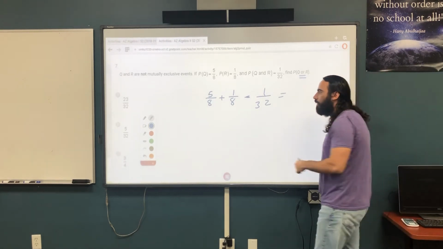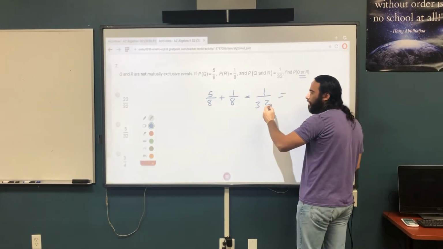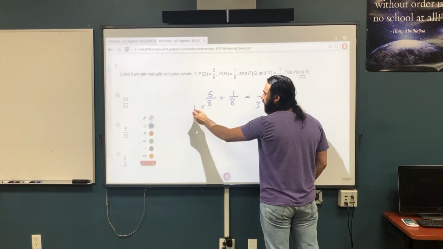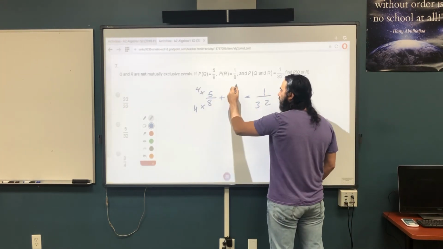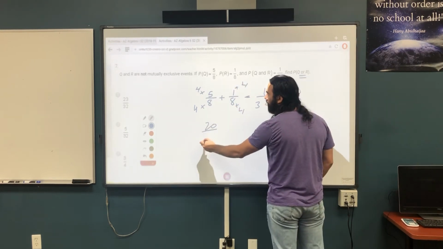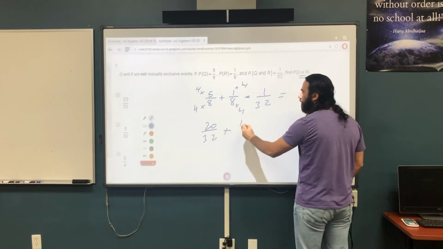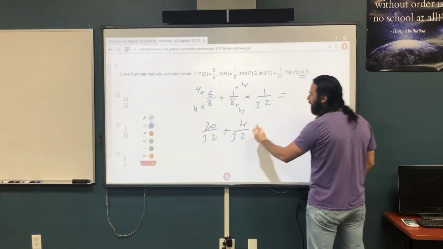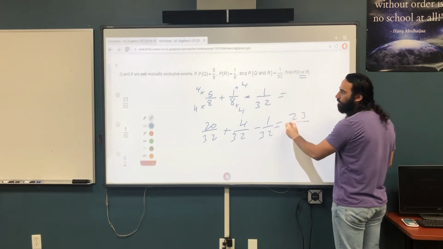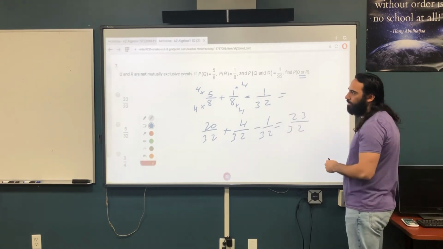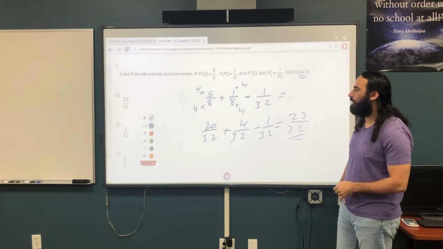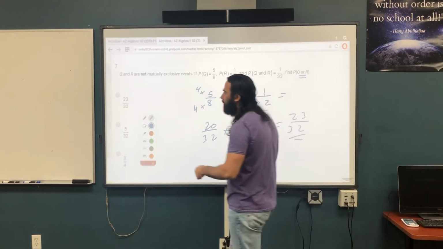So to solve this one, let's make all of these fractions the same denominator. We multiply this times 4, times 4, times 4. So it's going to be 20 over 32 plus 4 over 32 minus 1 over 32, which is going to be 23 over 32. And that's the answer, 23 over 32.